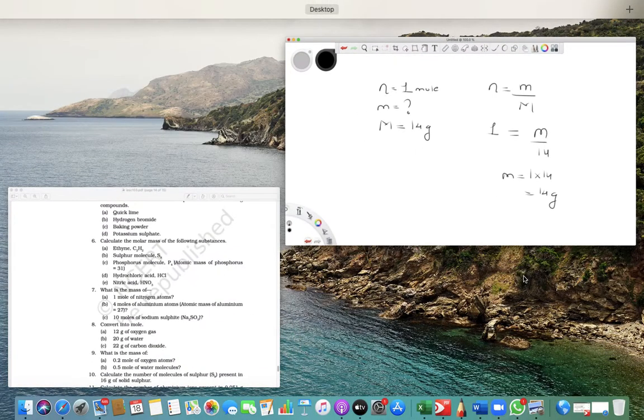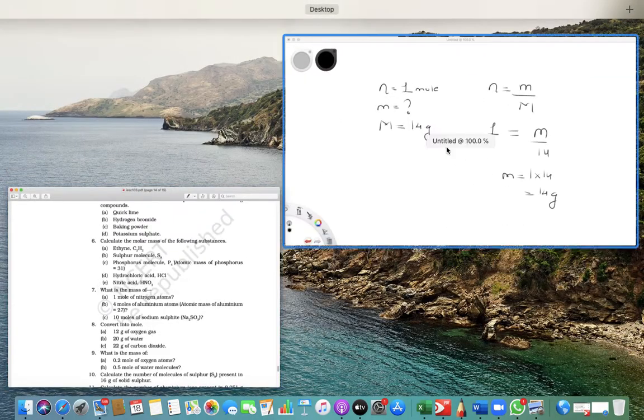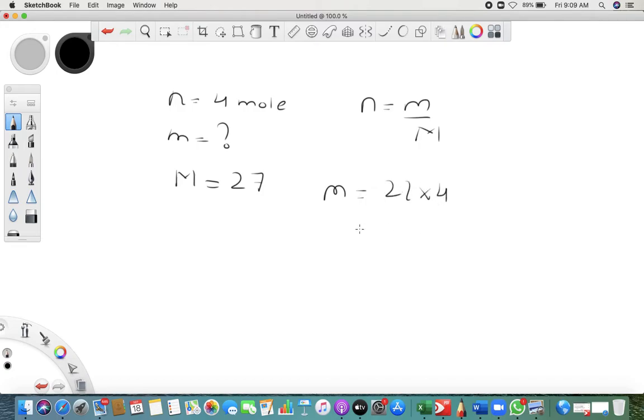Okay. Similarly, let's see the second one. It says 4 mole of aluminum atoms. Now what is the atomic mass of aluminum? 27. So it's the same formula. Here n is given as 4 mole. Small m we are finding, capital M is already given, 27. So small m is equal to 27 into 4. That gives you 108 gram. Got it? So it's very easy.